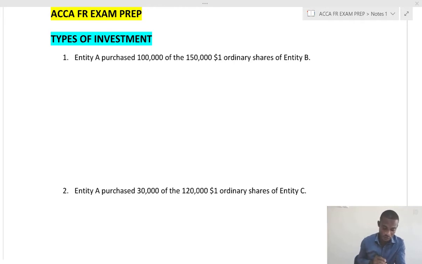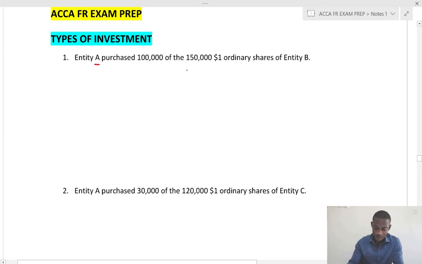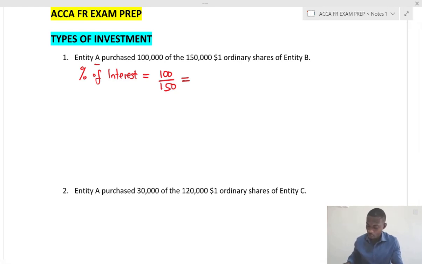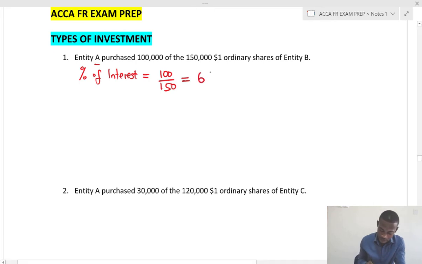So I take the first one. Entity A purchased 100,000 of the 150,000 ordinary shares of entity B. What we do is to find the percentage of interest, and this will be 100,000 over 150,000. So let's check 100 on 150. That is 66.6. So let's round it up to 67%.